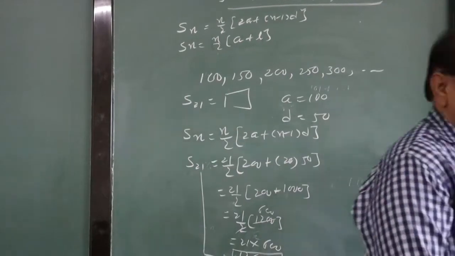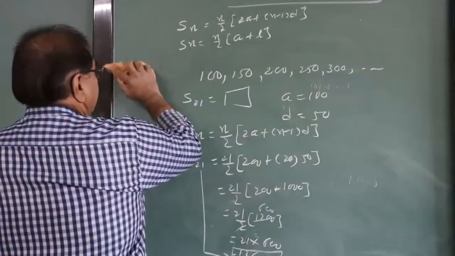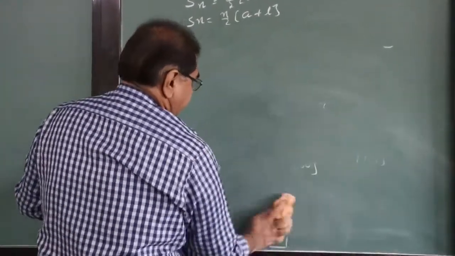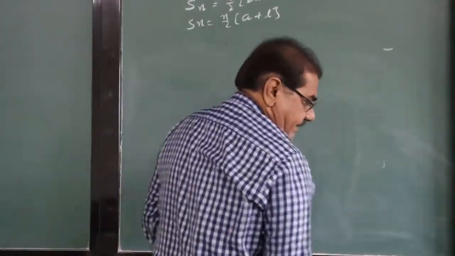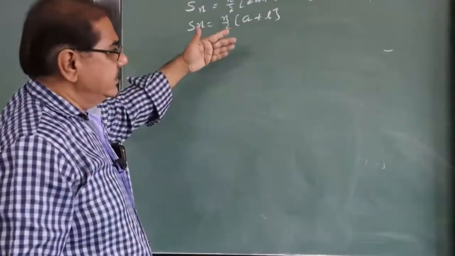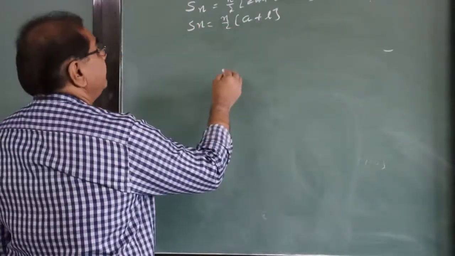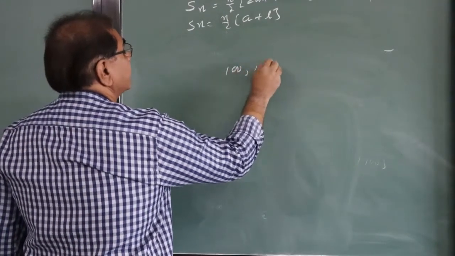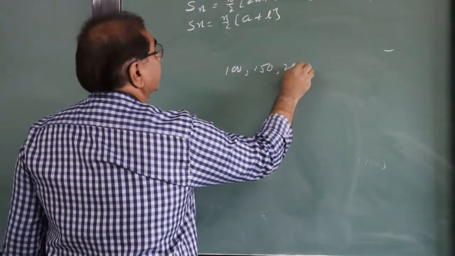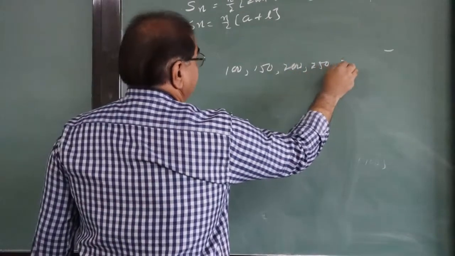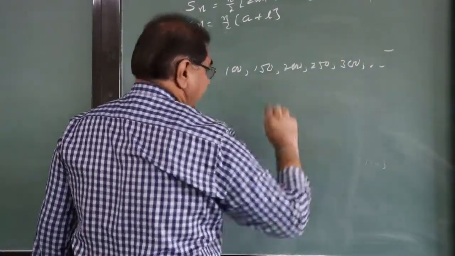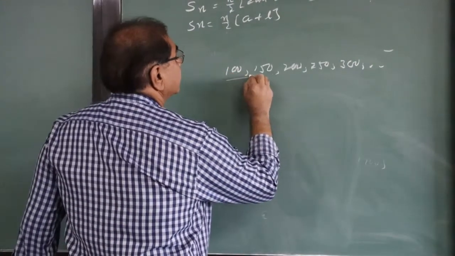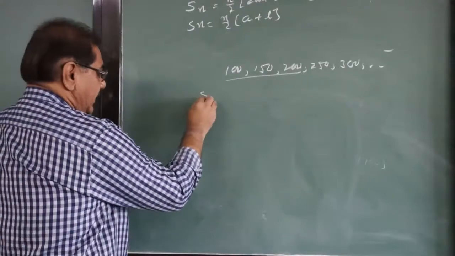So this is how the formula is useful for the AP, that we have also known. Now we take certain textual examples in which we can find out the answers. Before that, I wanted to take you to one more formula. In the previous example, the first term was 100, second was 150, third was 200, fourth was 250, fifth was 300 and so on. I want to find out the sum of the first three terms only, S3.